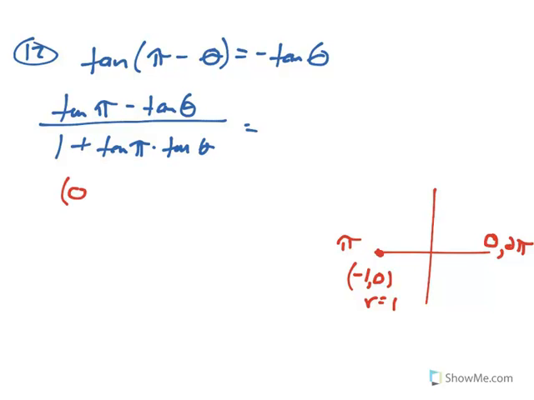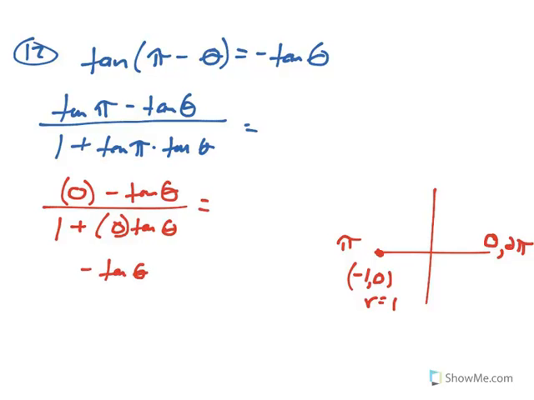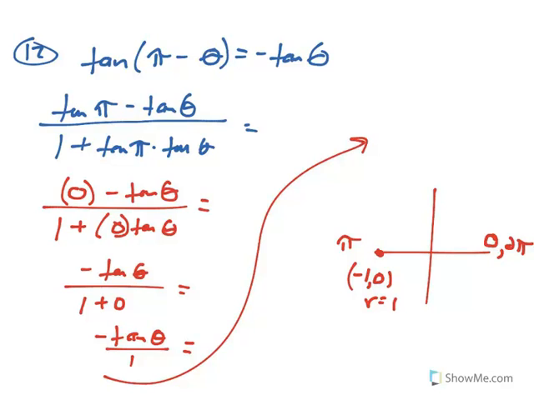So I can substitute here 0 minus tangent of theta over 1 plus 0 times tangent of theta. In the numerator, you get negative tangent of theta. In the denominator, you get 1 plus 0. 1 plus 0 is 1. Negative tangent divided by 1 is negative tangent. At this point, the left and right sides are identical, so we are finished.